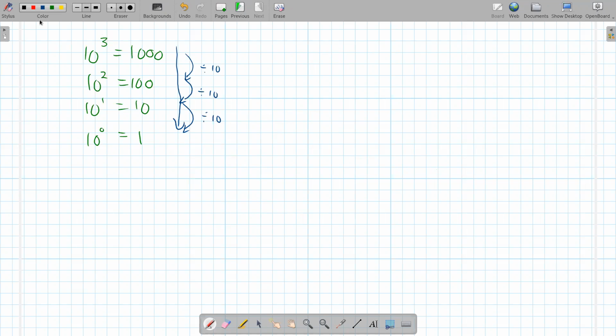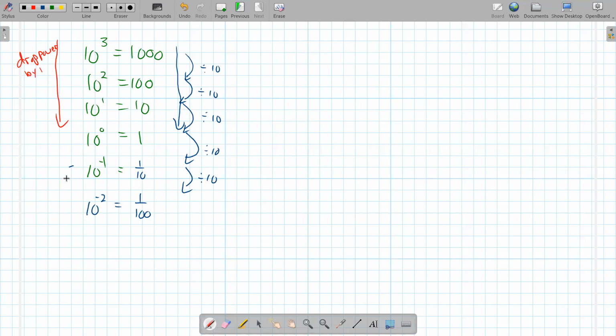On this side, I have a slightly different pattern. I'm going 3, 2, 1. I'm dropping the power by 1. So if I go 3, 2, 1, 0, what's the next obvious power? And my hope is you'll think -1. What is 10 to the -1 equal to? Well, if I continue that pattern on the other side of dividing by 10 again, then I get 1 divided by 10, 1/10. If I were to divide that by 10 again, then I'm going to get 1/100th. And if I drop that power by 1 again, I'm going to get 10 to the -2.